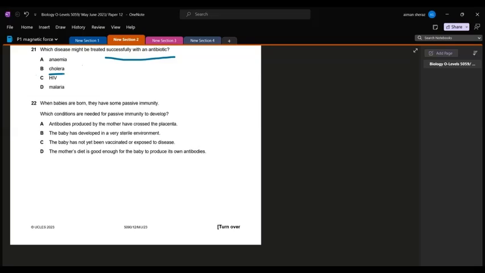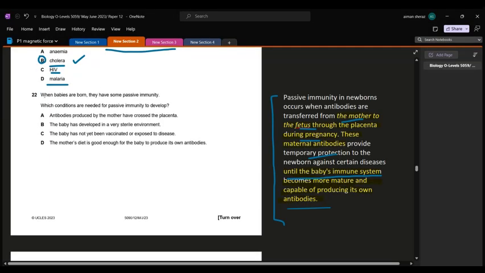B is cholera, that is caused by bacteria. C, HIV, is caused by a virus. So I told you earlier that antibiotics cannot treat a viral infection. D is malaria. Malaria is caused by protoctists and they are treated by antiprotoctist medicines. They cannot be treated with an antibiotic. So option B.